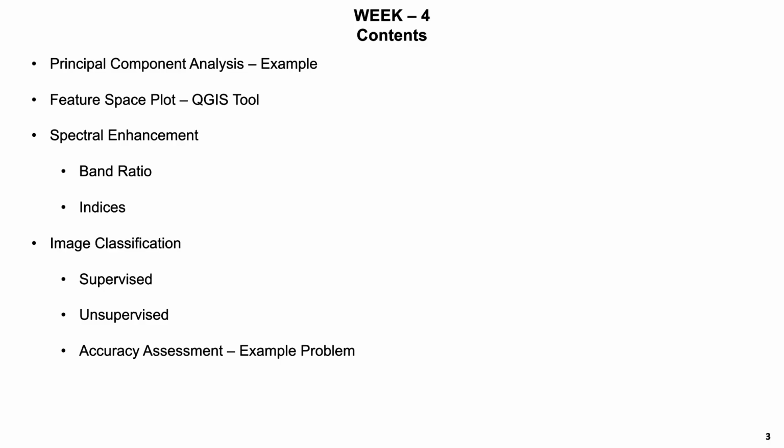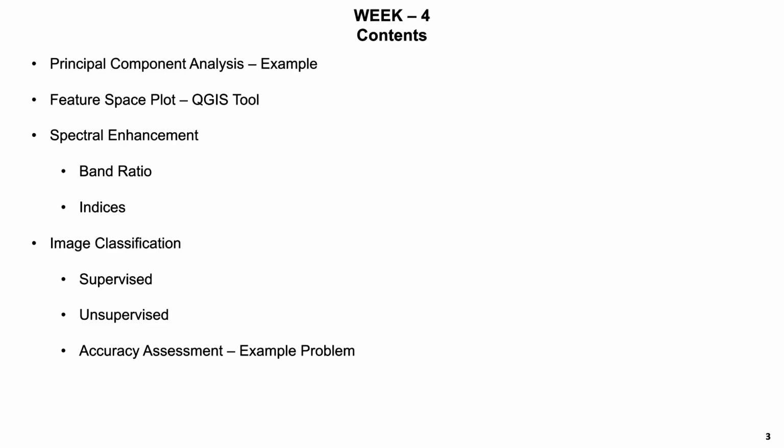Then there is a small technique by which you can visualize the different bands in QGIS. So we can plot two bands on the x and y axes. That's called a feature space plot, and we'll be able to see how the two bands are either correlated or non-correlated, and we'll be able to decipher some things out of that. Then we'll see spectral enhancement, that is, the band ratio and different indices.